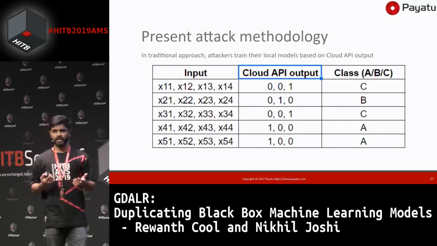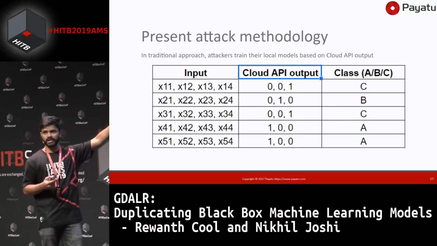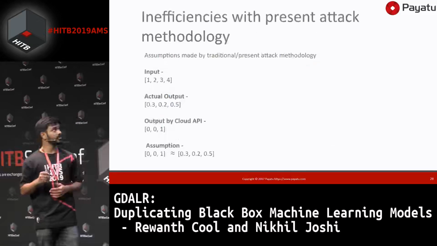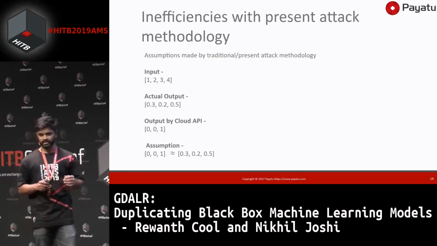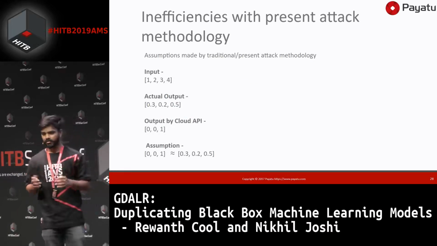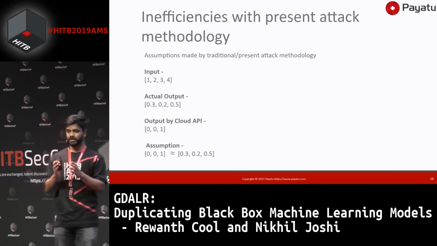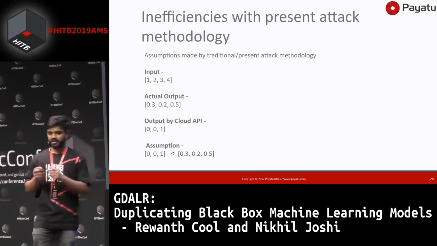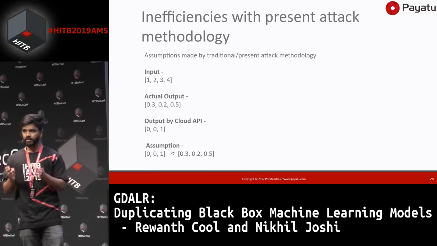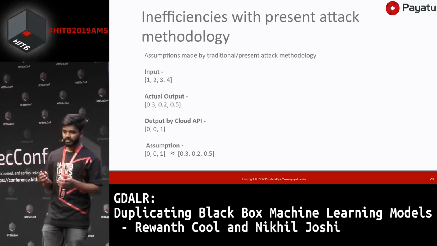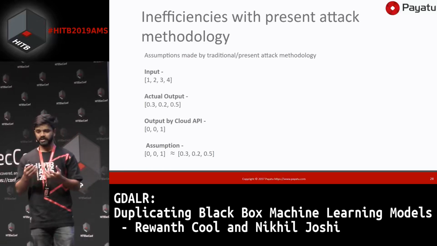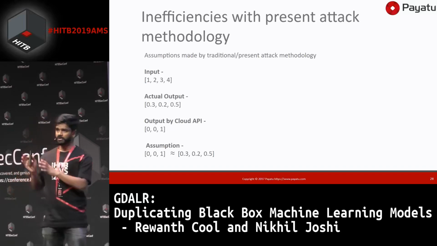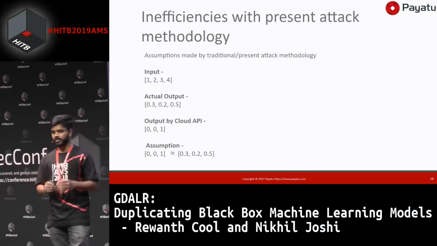As of now, with the present methodology, they take these cloud API outputs and use them to train their models. But there are some inefficiencies with this approach. You can see the input is an array of 1, 2, 3, 4. The actual output will be probabilities of 3 values. This example says there might be a 0.3 probability that the input belongs to class 1, 0.2 probability it belongs to class 2, and 0.5 probability it belongs to class 3. Since 0.5 is the maximum, it will return an array of 0, 0, 1, saying it belongs to class 3. The attackers use this label to train their models.